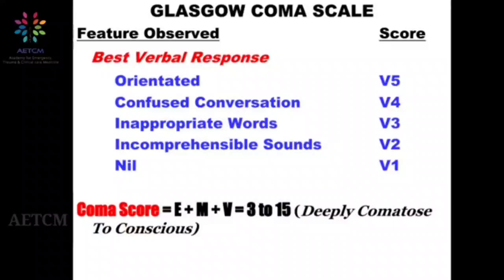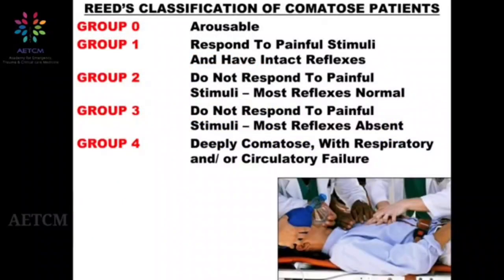But another popular classification is Reed's classification, which ranges from group 0 to group 1, 2, 3. Group 0 is basically arousable. Group 1, he responds to painful stimuli and has intact reflexes. Group 2 do not respond to painful stimuli, but most reflexes are normal. And group 3 do not respond to painful stimuli and most reflexes are absent. So this is Reed's classification of the comatose patient, and group 4 is a patient who is deeply comatose with respiratory and circulatory failure. So it is group 0, 1, 2, 3 and 4.